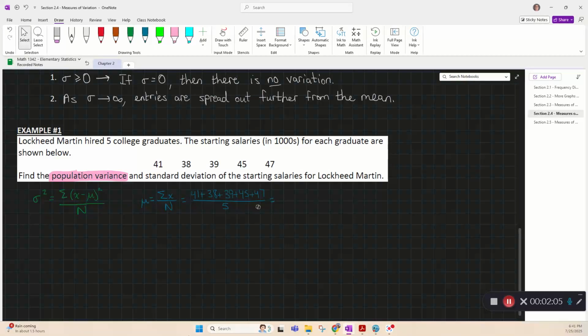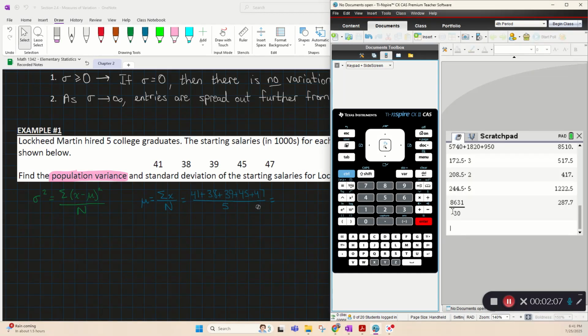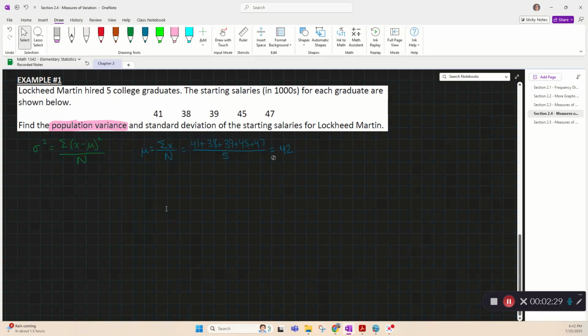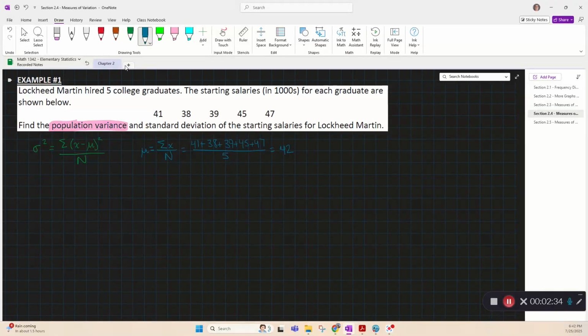I'm going to pull up my calculator, add those up. 41 plus 38 plus 39 plus 45 plus 47. 210 divided by 5, that gets me 42. So my mean is 42. Now, when I do variance, I like to set a table up to help me visualize what's all going on, because there's a lot, and I want to keep it straight.